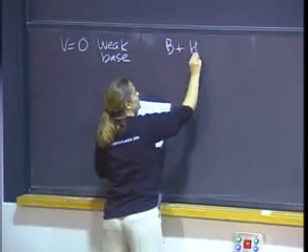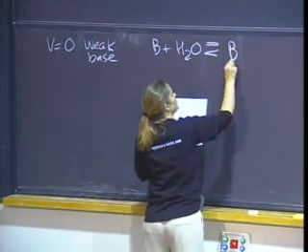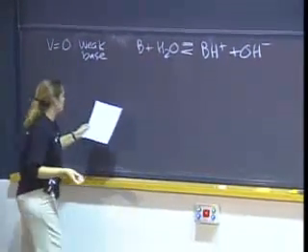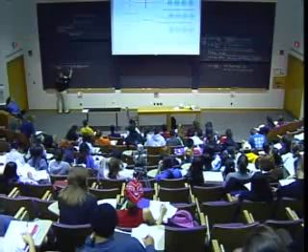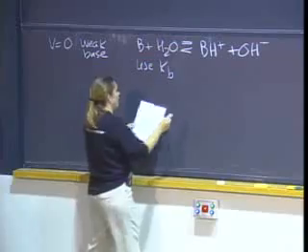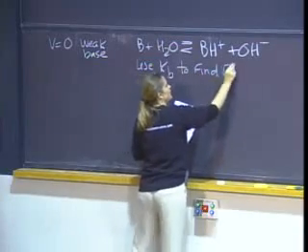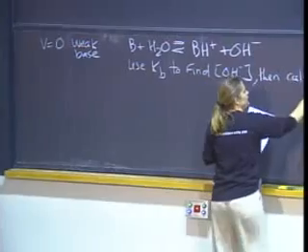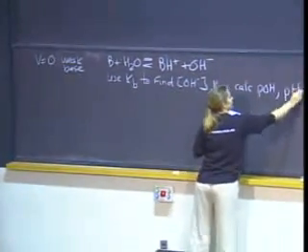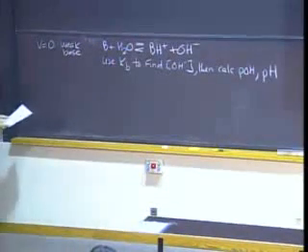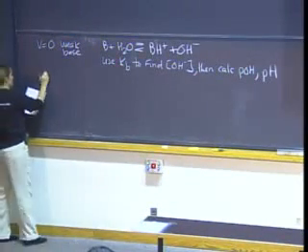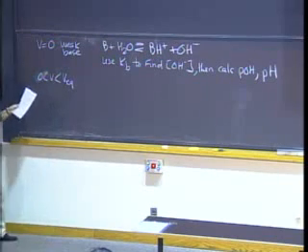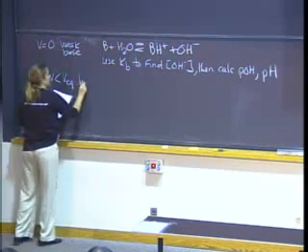And so you can draw that as your base in water going to the conjugate acid and hydroxide ion concentration. So now you're going to use Kb, the base ionization equilibrium constant, to find the concentration of OH minus. Then you can calculate pOH, and from that calculate pH. So next, we'll consider the buffering region when the volume is in between 0 and the volume at the equivalence point. And so this is a buffer problem.